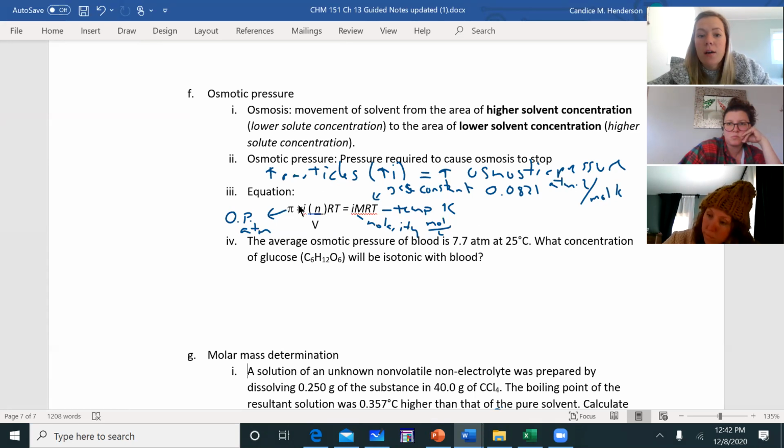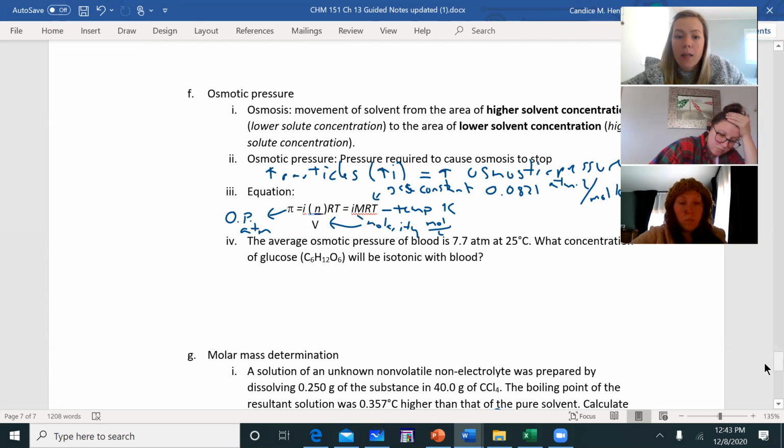This equation here, the one in the middle, is very similar to this one. They've just expanded out molarity into moles per liter, or n per V. So you may be given molarity or you may be given moles and liters. Don't get freaked out. You just would use this intermediate one. So let's try a problem with this.